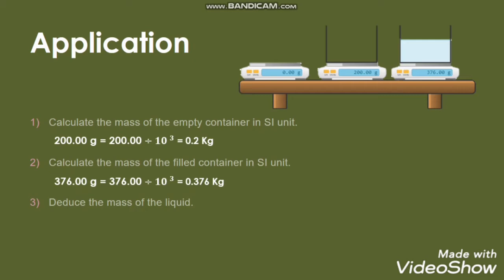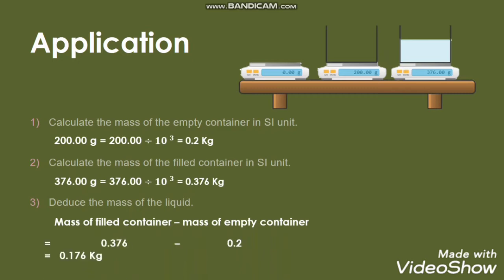Number 3. Deduce the mass of the liquid. We have to calculate the mass of the liquid from the filled container and the empty container. Then we have to subtract the mass of the empty container from the mass of the filled container. So it's mass of filled container minus mass of empty container: 0.376 minus 0.2, the answer is 0.176 kilogram.